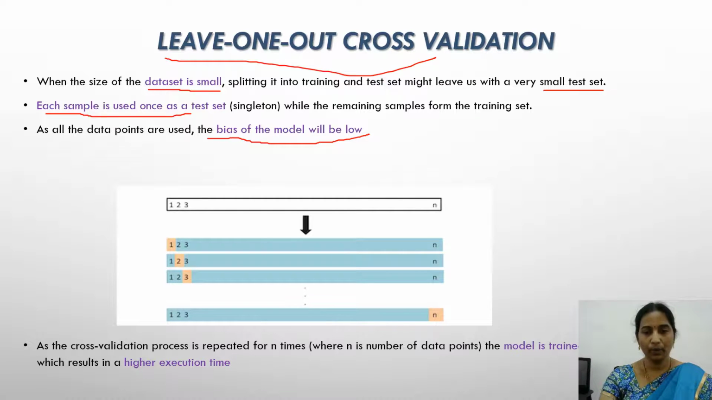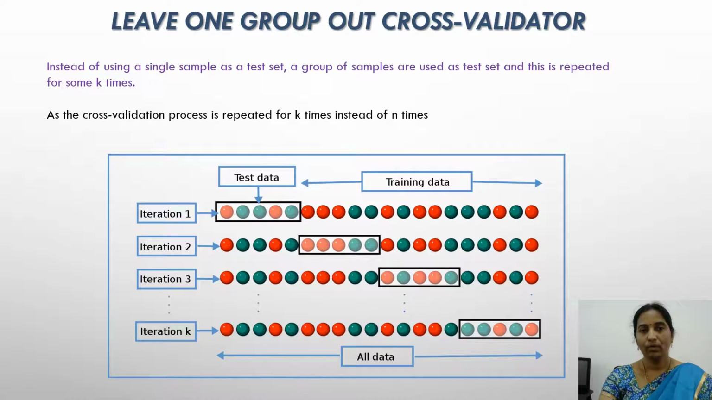Here there is a problem when the model is trained. If you have n number of examples, your model has to be trained n number of times, which requires huge amounts of execution time. So to avoid this, there is another strategy called the leave one group out cross validation strategy.